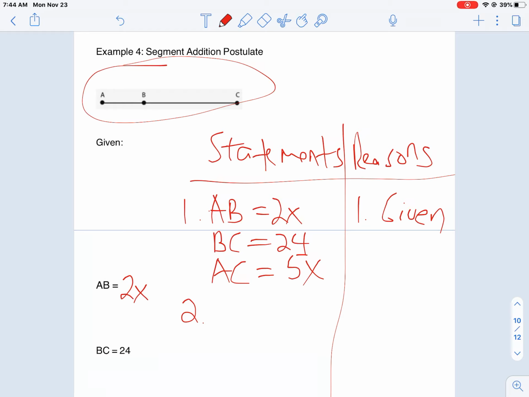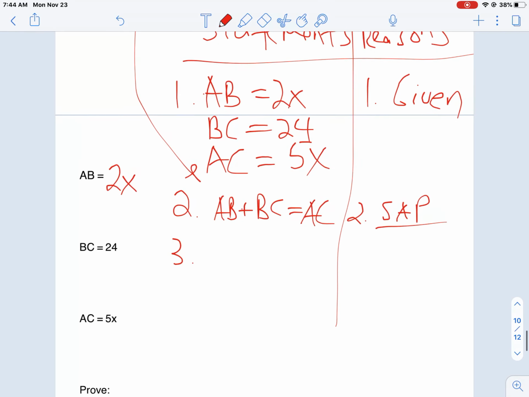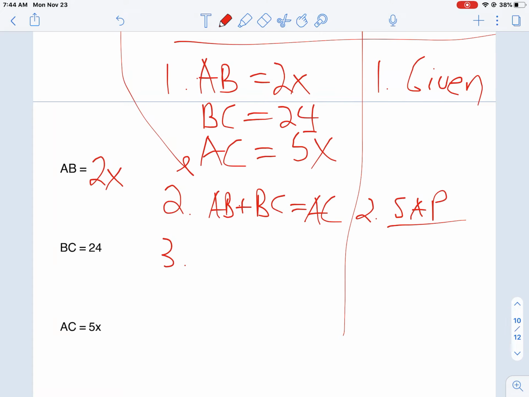So, to make an equation to solve for x, we need to use the segment addition postulate. So we're going to say AB plus BC equals AC from the figure, right? This is the segment addition postulate, SAP, okay? Now we need to take this equation that we wrote and plug in. So we say 2x plus 24 equals 5x since we plugged in everything that we had, right? We replaced. So that would be substitution.